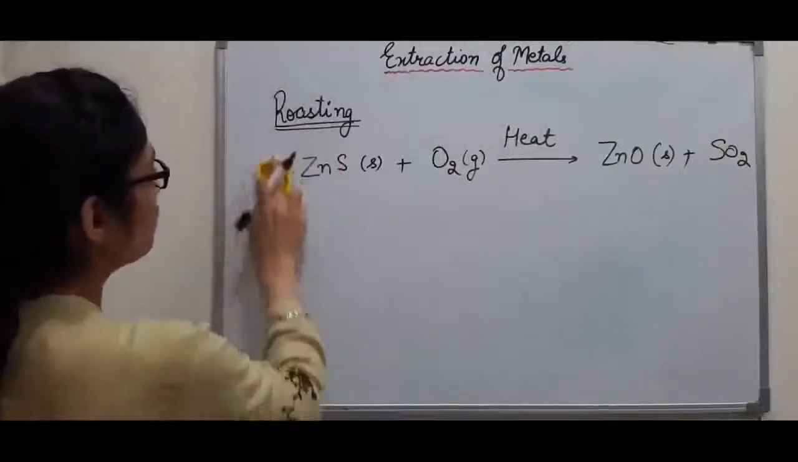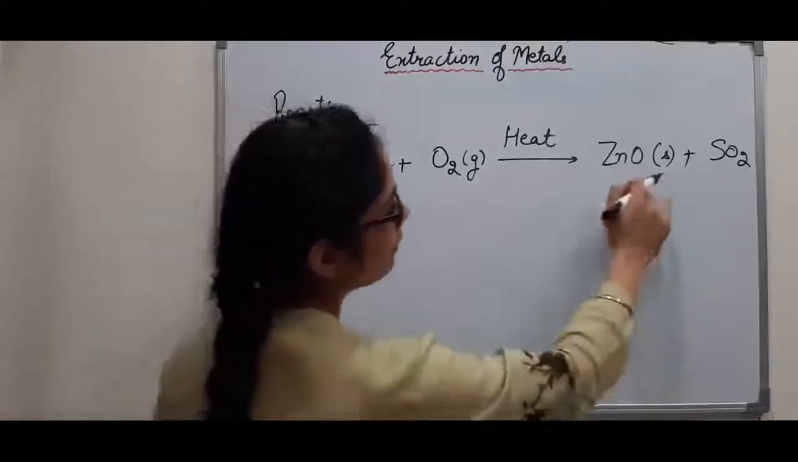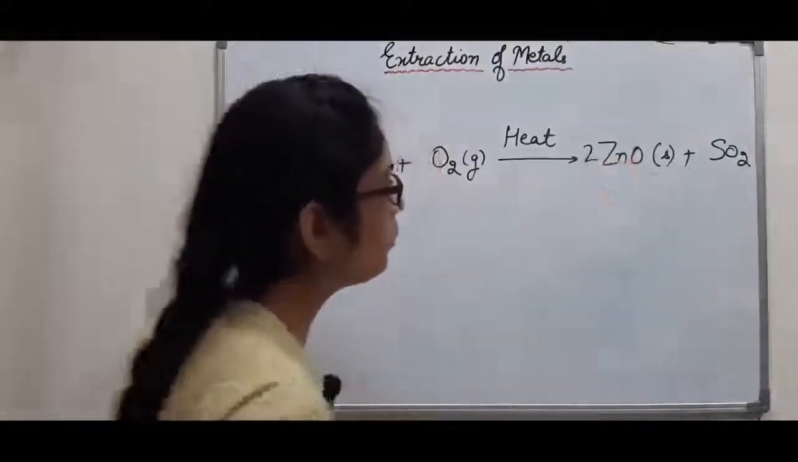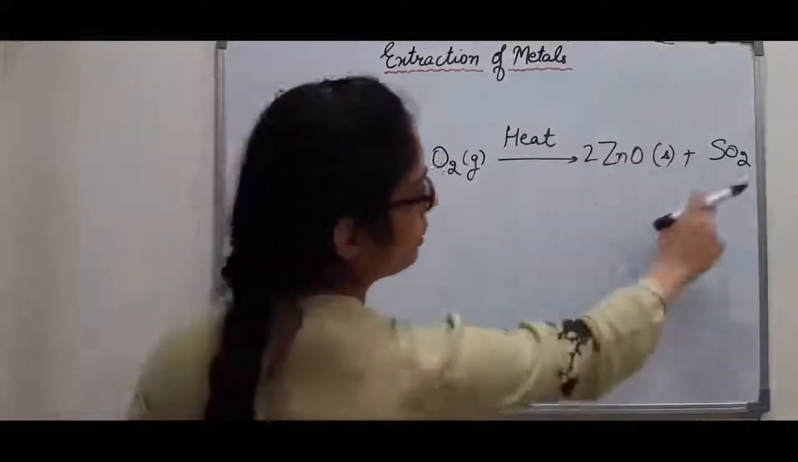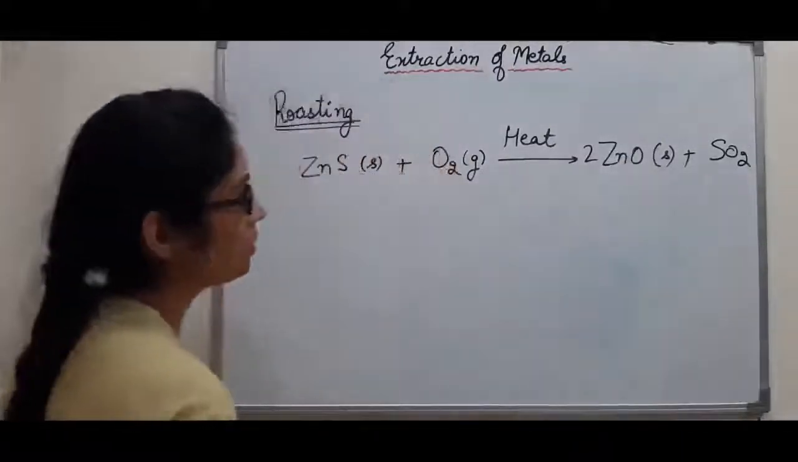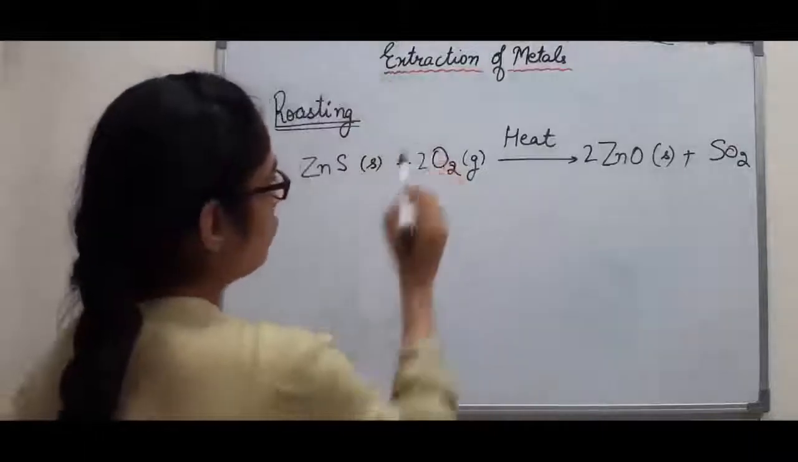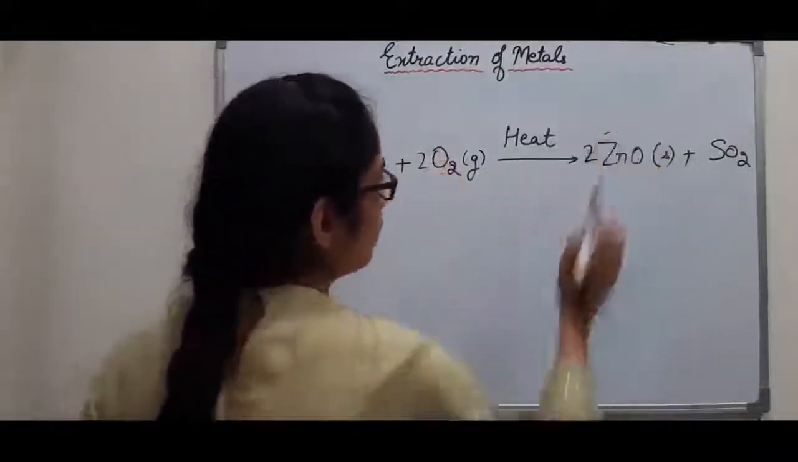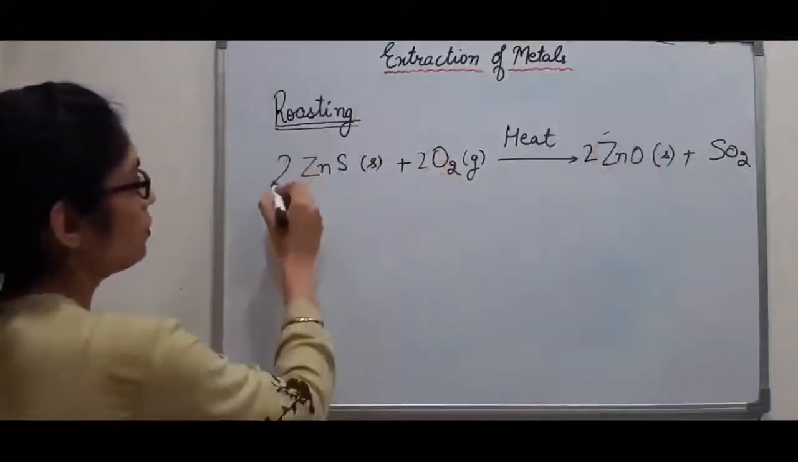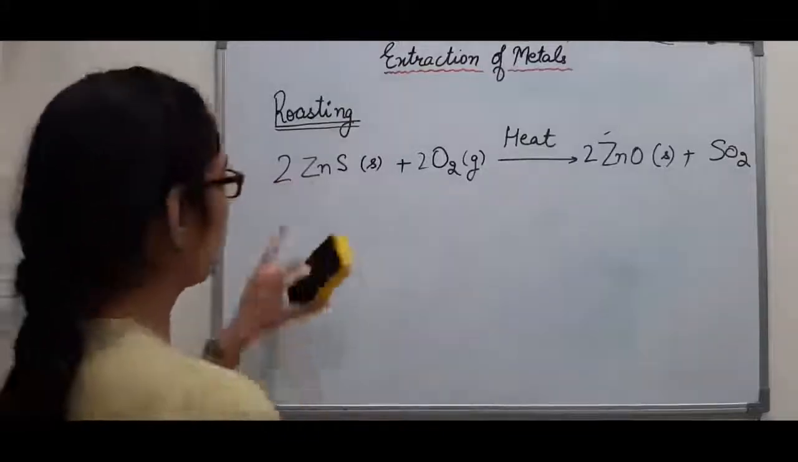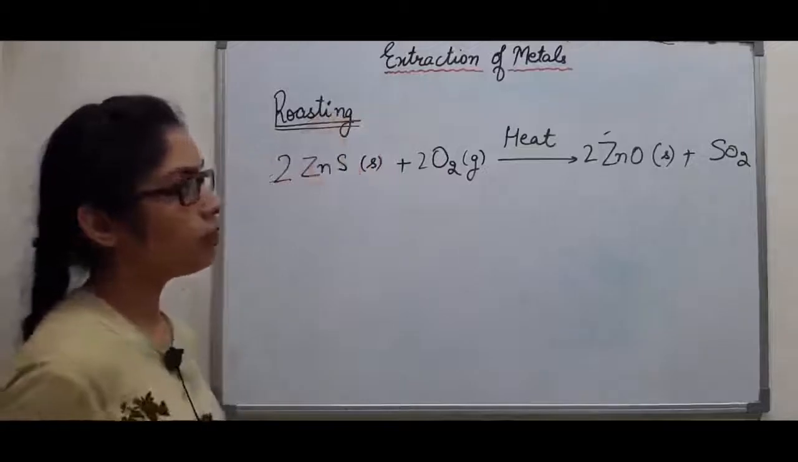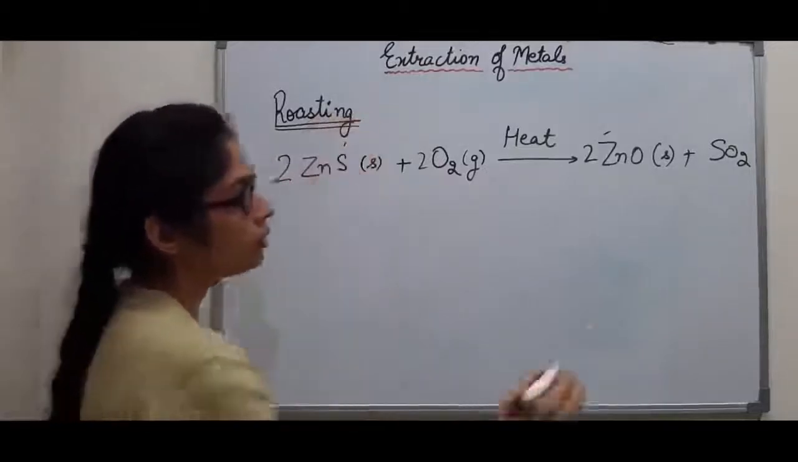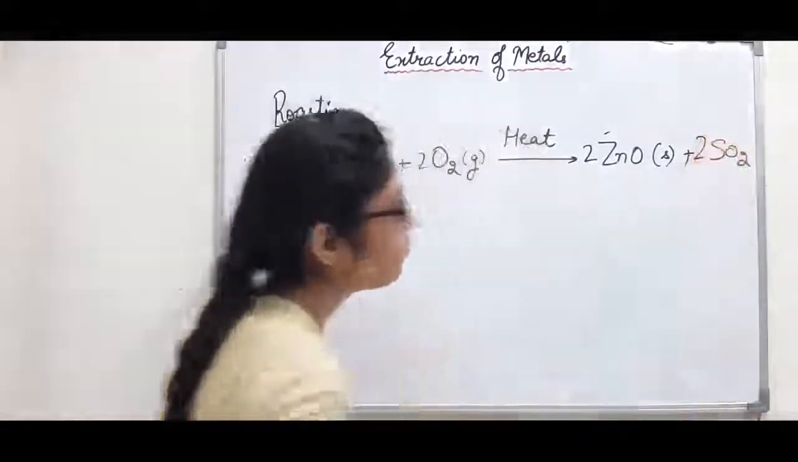So here, on this side 3 atoms of oxygen, so let's write 2 over here, because oxygen has 2 atoms this side. So now this side we have 4 atoms of oxygen. So let's write 2 over here, but now zinc is also 2. So we have to write 2 here also. But if we write 2, sulfur is also becoming 2. So that's why here also we have to write 2.